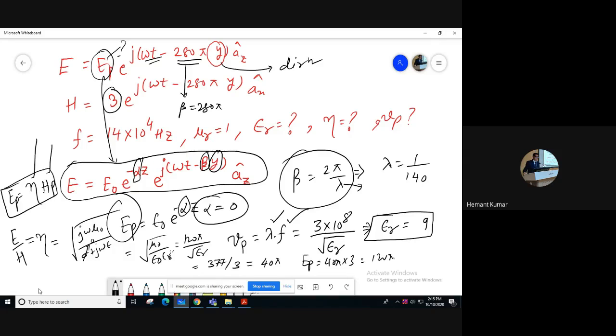This is our general equation. This is the direction of propagation. So what will be the direction of propagation? You can calculate from here also: E cross H, which is A Z cross A X. What is that? A Y, and that is given. If this was not given, you can calculate this using these two values, just by taking the cross product.